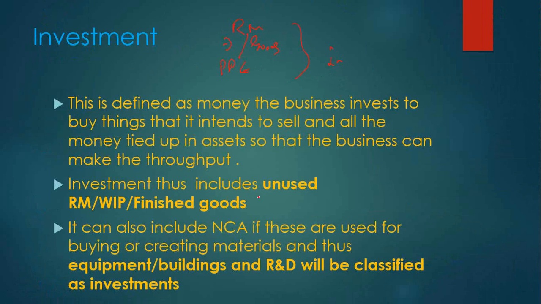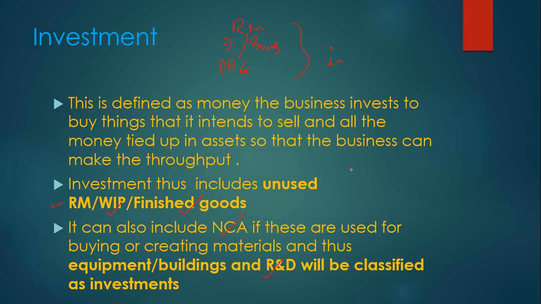So the investment includes unused raw materials. If it is sold, no problem. But anything that is not sold is investment. Anything that is partly processed is investment. Any finished goods not yet sold is investment. So all the money you have put up is what we call the investment. Right? And it will also include the non-current assets that you use to create or buy material. And equipment and building, R&D, all will be classified as investment.